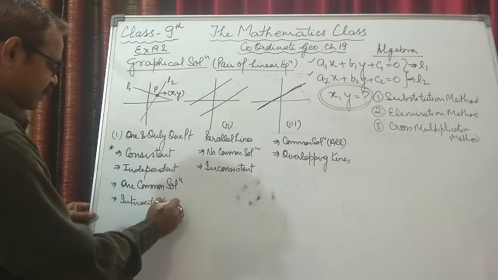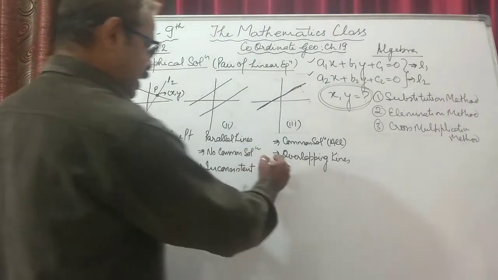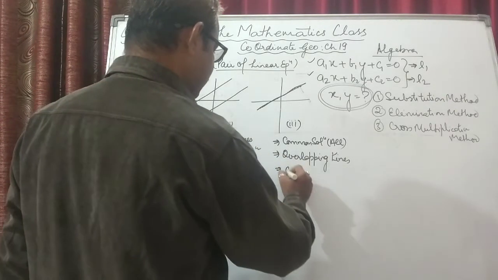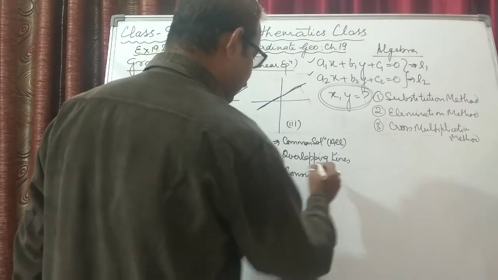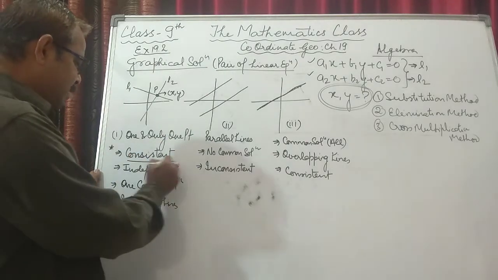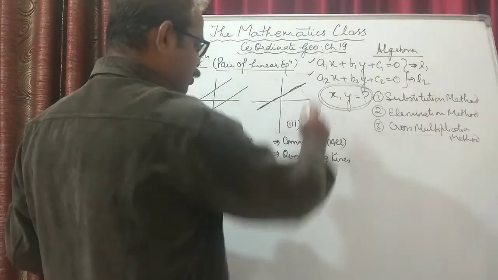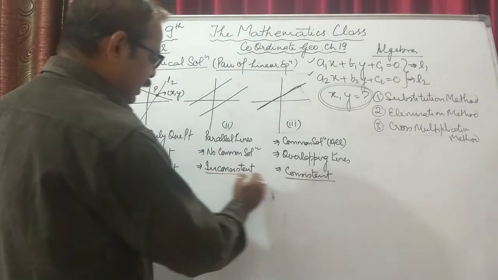Intersecting lines, parallel lines, overlapping lines. And then we say the solution is consistent. Consistent means whenever you get even a single common solution, then you can say consistent. Here also many solutions are there, so again it is consistent. And if there is no solution, then inconsistent.